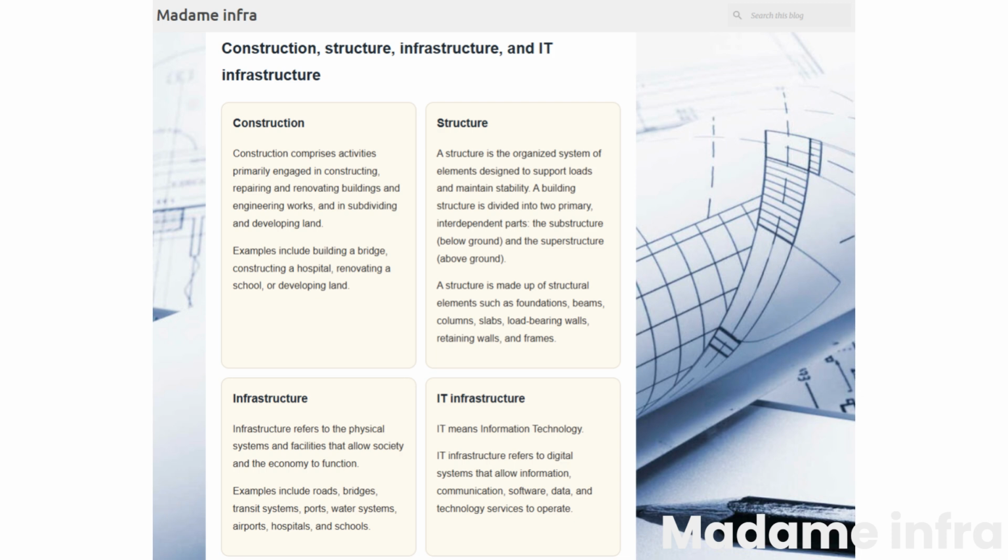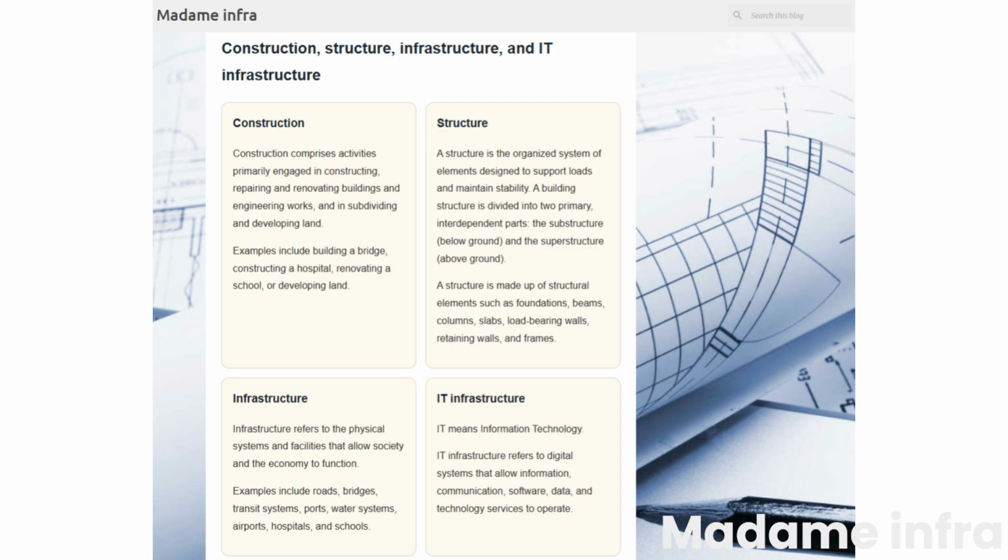Construction comprises activities primarily engaged in constructing, repairing, and renovating buildings and engineering works, and in subdividing and developing land. Examples include building a bridge, constructing a hospital, renovating a school, or developing land. Structure. A structure is the organized system of elements designed to support loads and maintain stability. A building structure is divided into two primary, interdependent parts: the substructure, below ground, and the superstructure, above ground. A structure is made up of structural elements such as foundations, beams, columns, slabs, load-bearing walls, retaining walls, and frames.